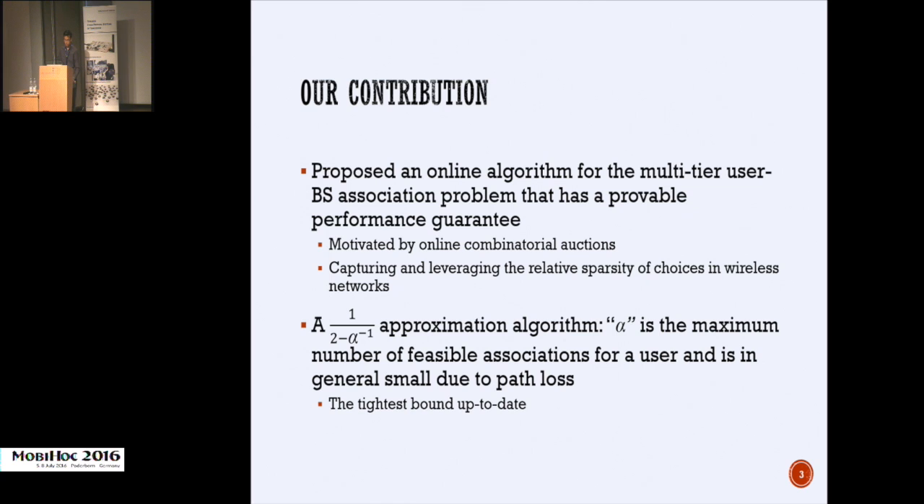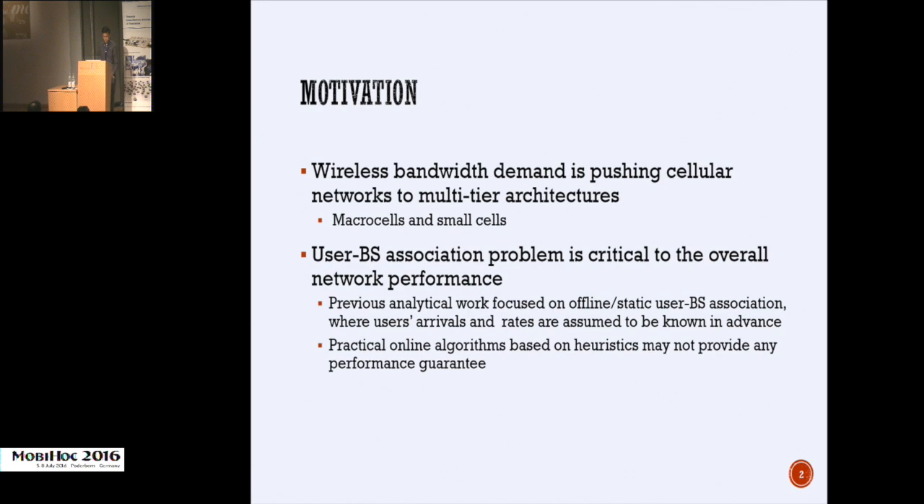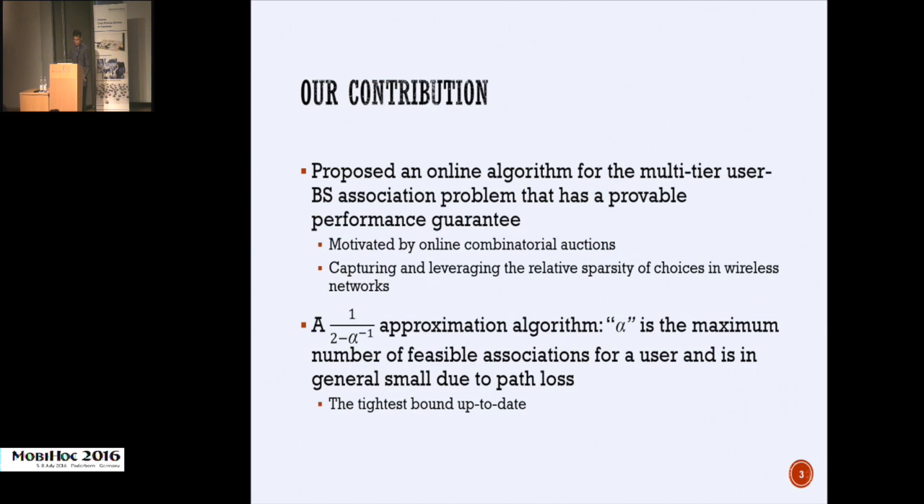Our contribution is to propose an online algorithm for the multi-tier user base station association problem that has a provable performance guarantee. The online algorithm is motivated by online combinatorial auctions. It also captures and leverages the relative sparsity of choices in wireless networks. Specifically, it is a (1/2)(1 - α^-1) approximation algorithm, where α is the maximum number of feasible associations for a user and is generally small due to path loss and interference in the wireless medium. This bound is the tightest bound to date.